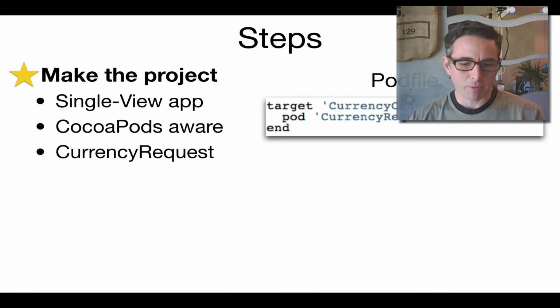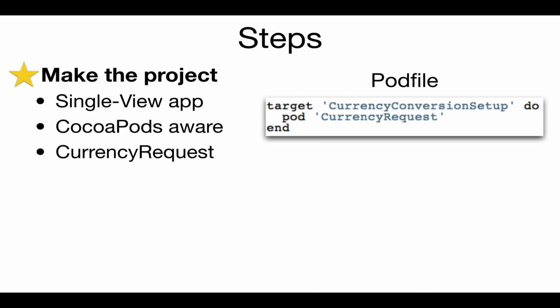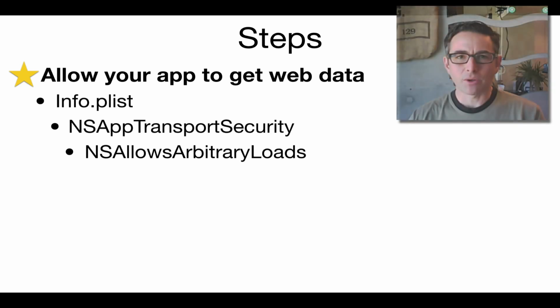So this was making our project. We did a single view application, we made it Cocoapods aware, and we included CurrencyRequest as a Cocoapod. Now what we need to do is we need to allow our app to get web data. The resource that CurrencyRequest uses is a web-based resource provided by the European Central Bank that contains real-time currency conversion rates.